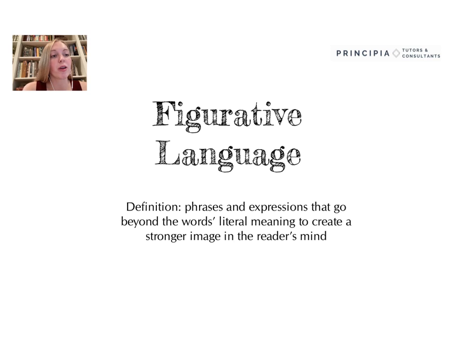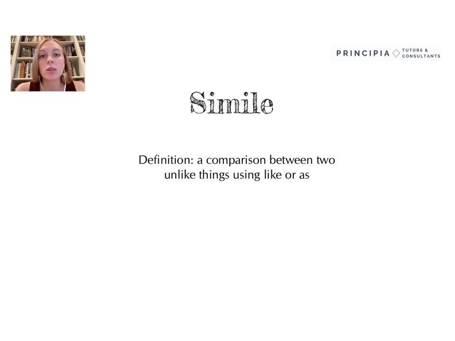So, figurative language are phrases and expressions that go beyond the word's literal meaning to create a stronger image in the reader's mind. We often see them used in fiction and poetry, though we can definitely see them in nonfiction texts as well. So let's dive into our common types of figurative language. The first one is a simile. So a simile is a comparison between two unlike things that uses like or as.